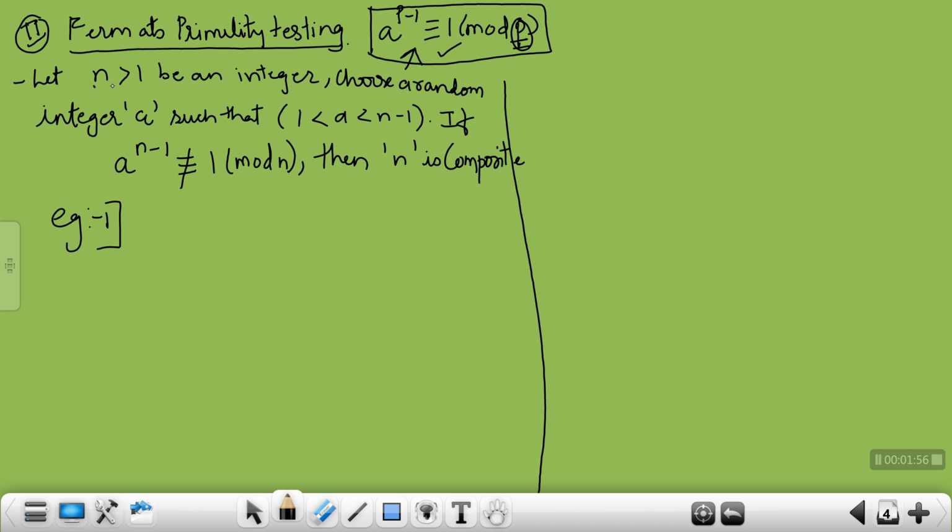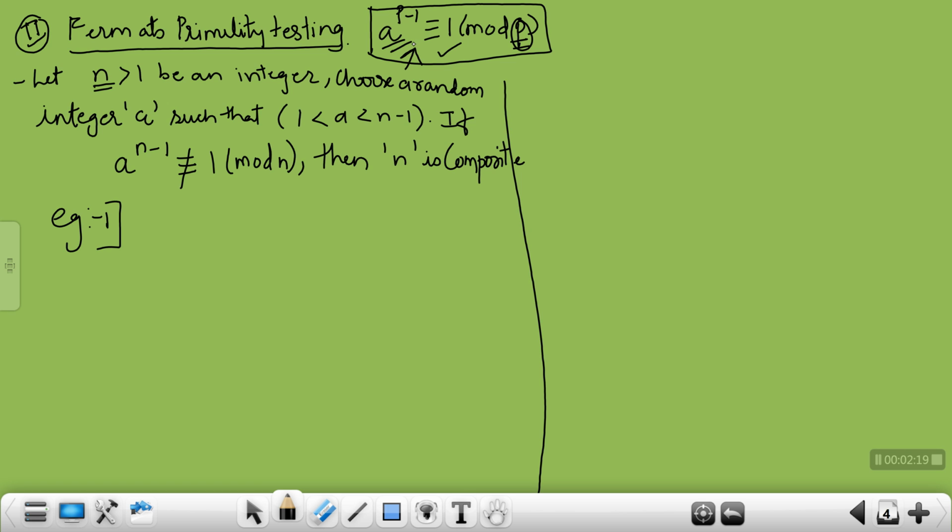Let n be a number of which you need to find out whether it is prime or not. It will be a number definitely greater than 1, because if you need to find out the factors of it, it should be greater than 1. Choose a random integer a, which will be provided to you in the problem. The a value should always lie between 1 and n minus 1.